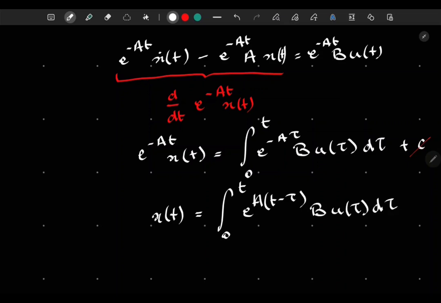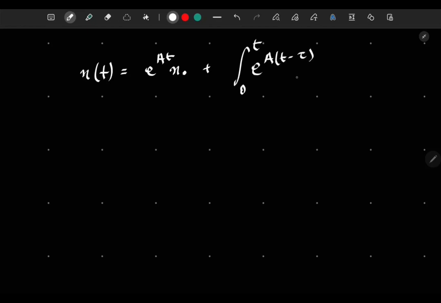And this is the expression for our forced evolution, and the integral that appears in this expression is called a convolution integral, and it's sometimes expressed also as e to the At convolution product with B u of t. Now, putting it all together, we have our Lagrange formula, which is given by x of t equals the free evolution of the system, e to the At times x naught, plus the convolution integral, e to the A(t minus tau) B u of tau d tau.